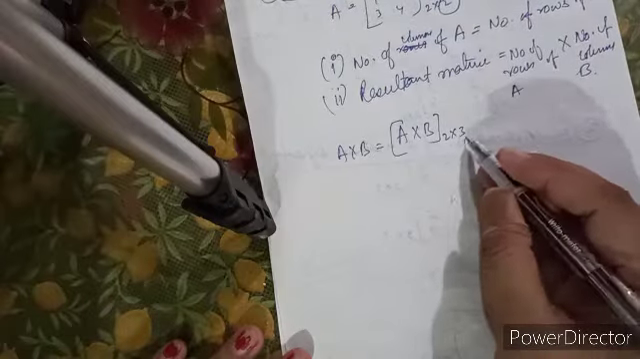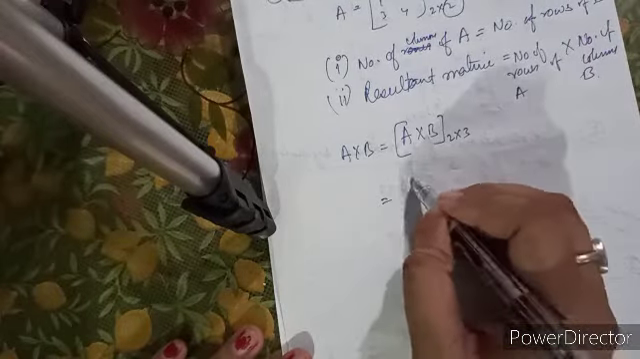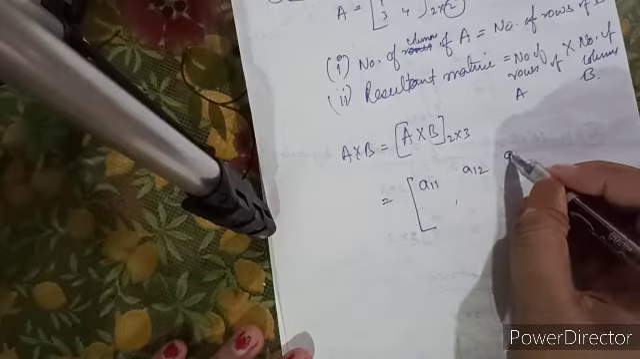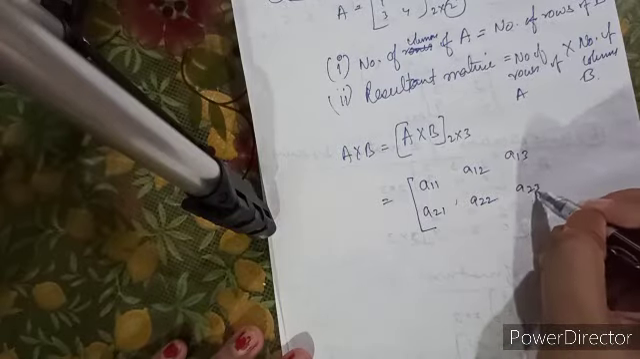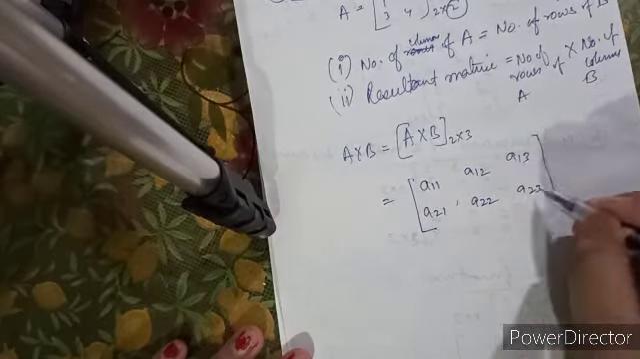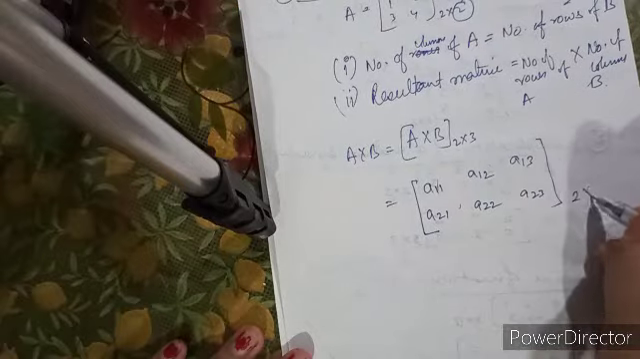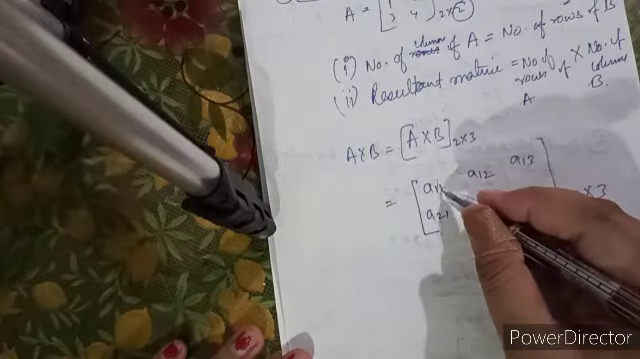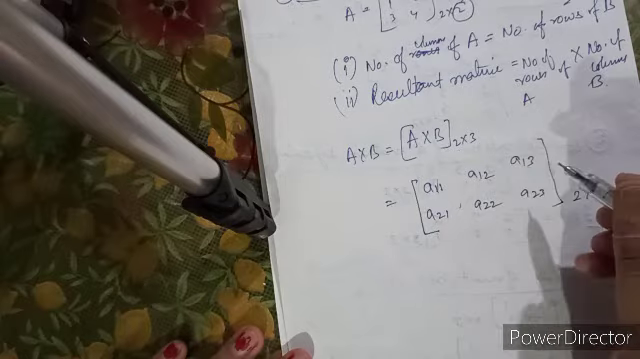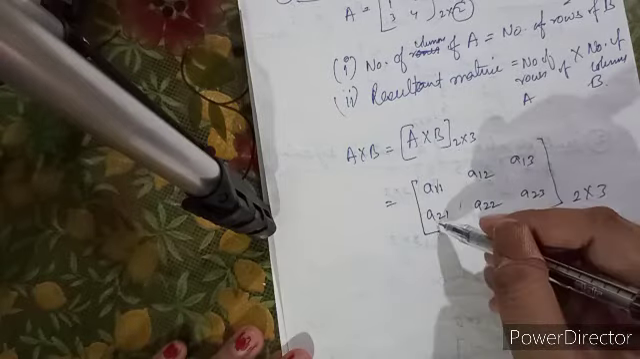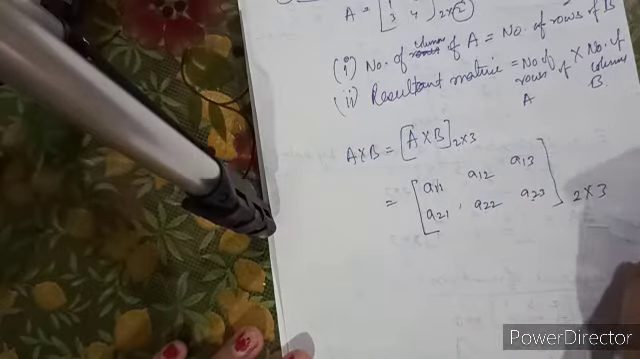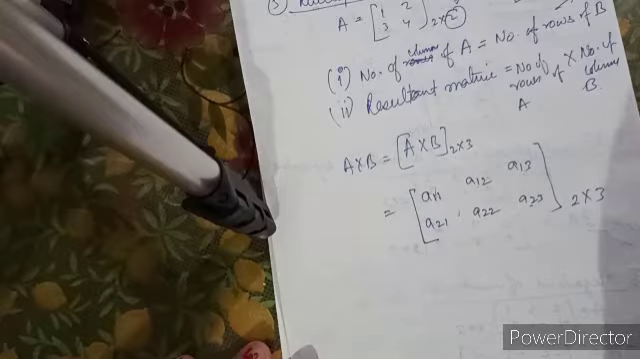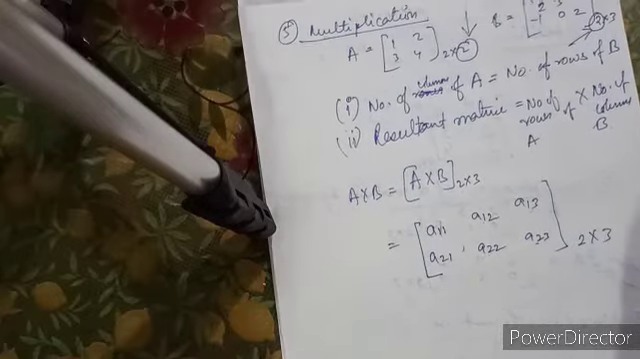So how do you write 2 rows and 3 columns? We will write the elements like this: A11, A12, A13, A21, A22, A23. You can see 2 rows and 3 columns. So 1 1 means first row first column, this is first row second column, first row third column, this is second row first column, second row second column, second row third column. If you write the notation, it will be easy for you to multiply the matrices.